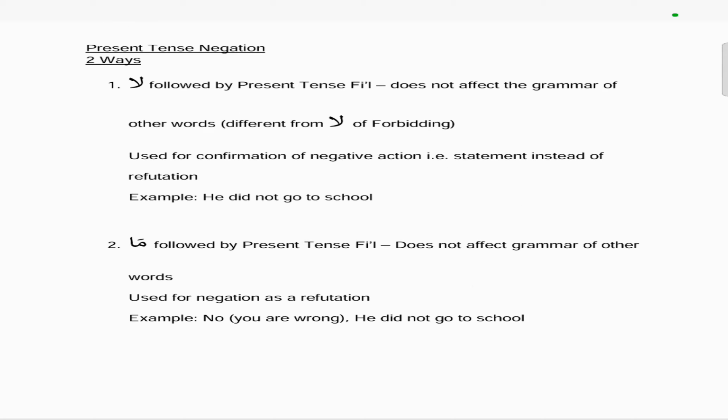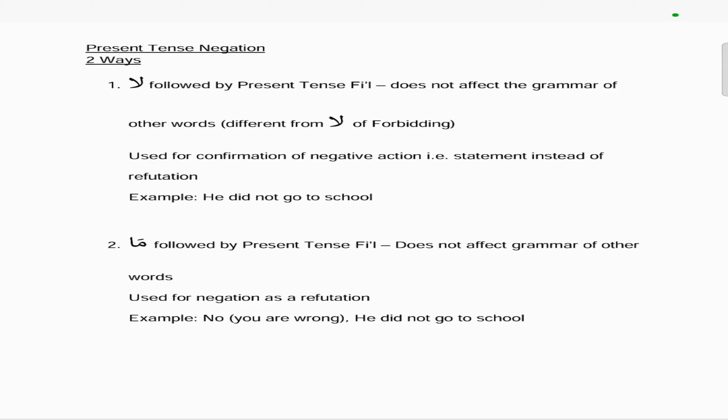In terms of present tense negation, there are also two ways. One is la, followed by the present tense fi'l. Again, it does not affect the grammar of other words. Bear in mind, this is a different la from the la of forbidding. This la is negation, and it is used for confirmation of a negative action. So it's a statement instead of refuting someone, like the example we gave before, he did not go to school.